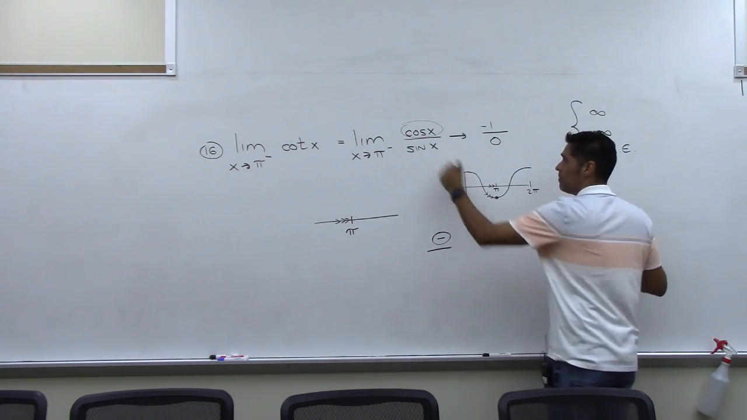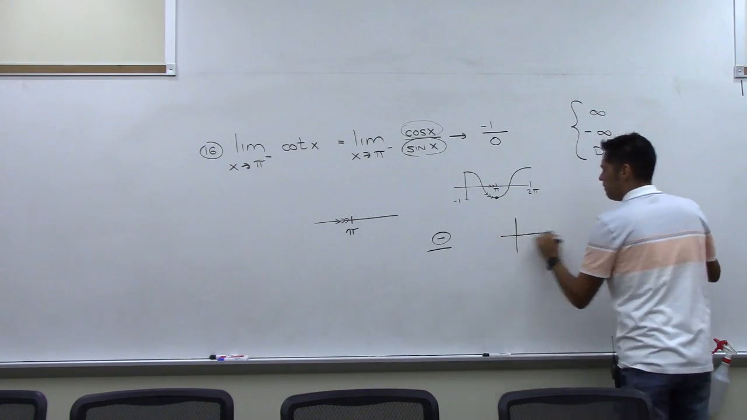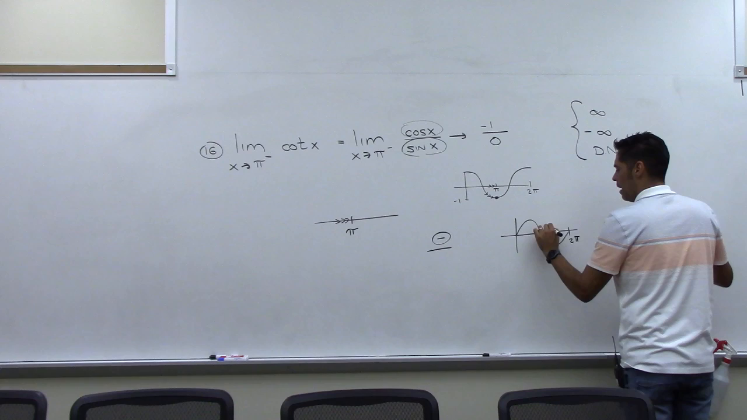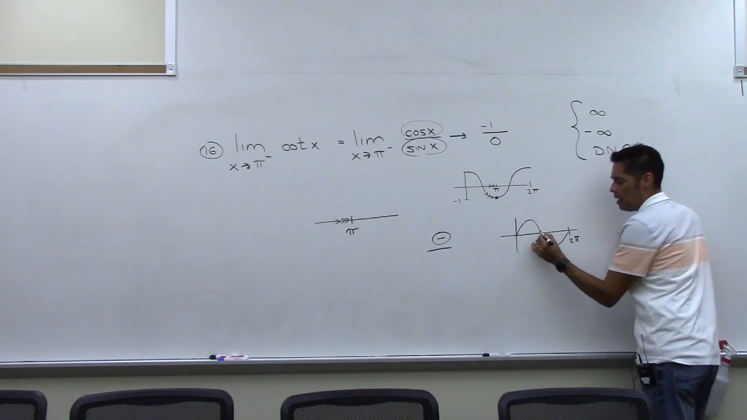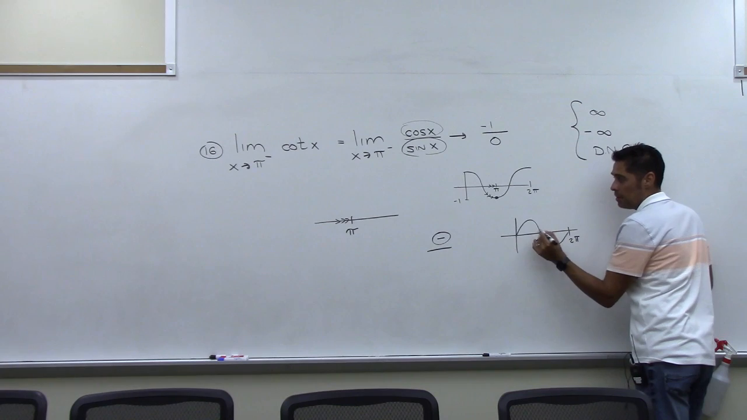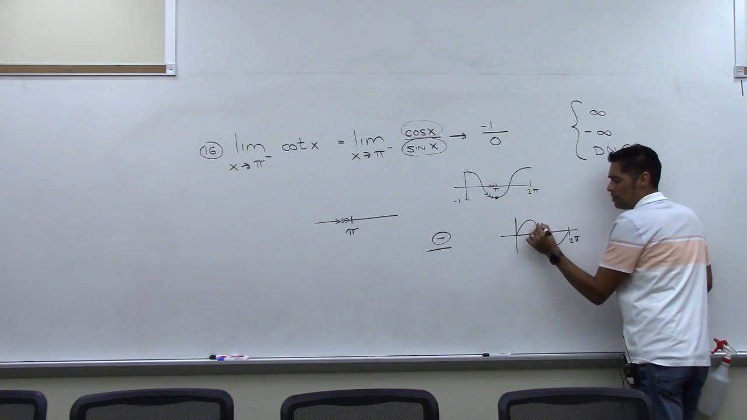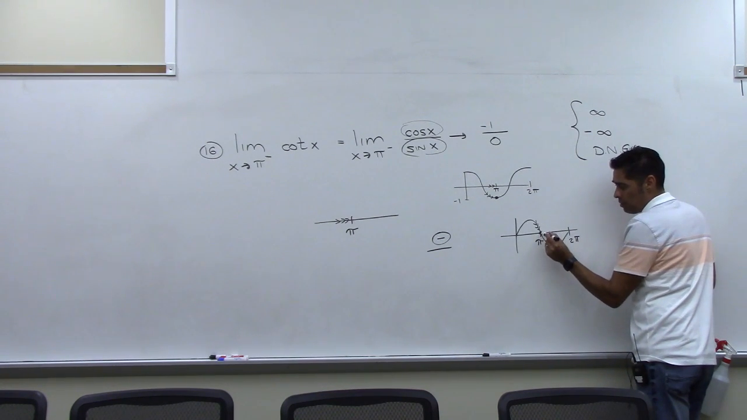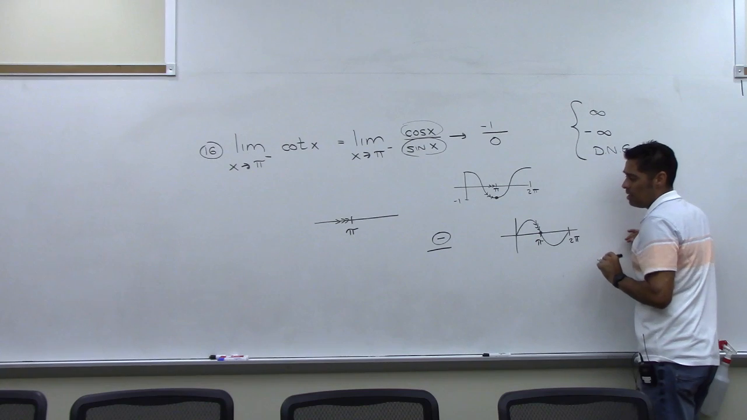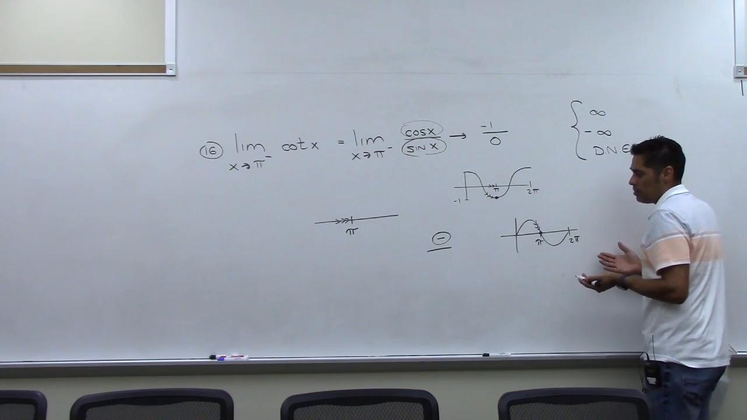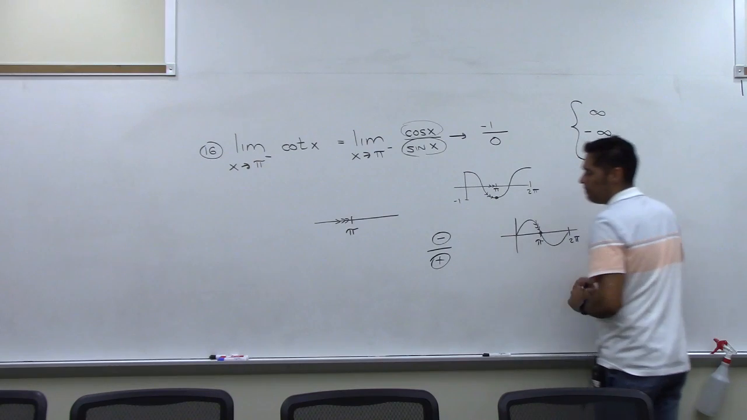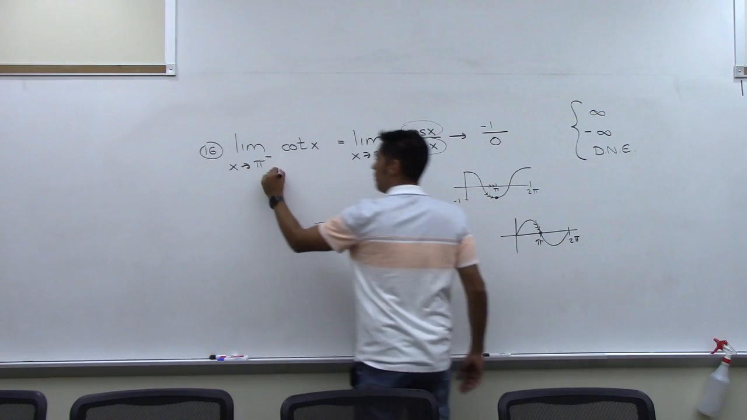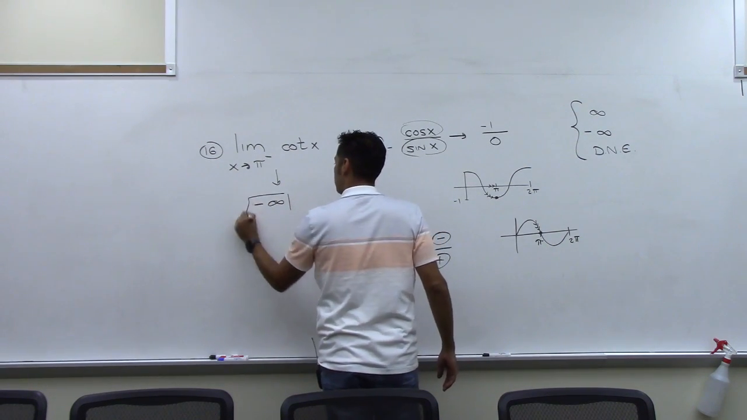Now, for the bottom, sine x, I'm going to draw the graph of sine. Here's 2 pi, here's pi, and we're approaching pi. We know that at pi it's 0, but the question is what's happening as we come in from the left. I'm coming down towards 0, but notice that all these points are above the x-axis, and that means they're all positive numbers. So I have positive numbers on the bottom. When you take a negative and divide it by a positive, you get a negative. So this limit right here is negative infinity.